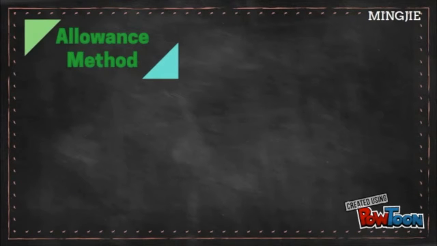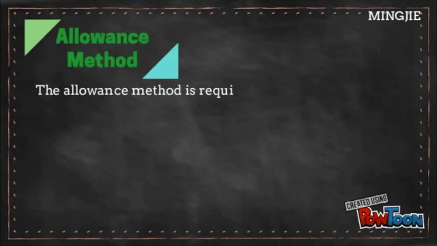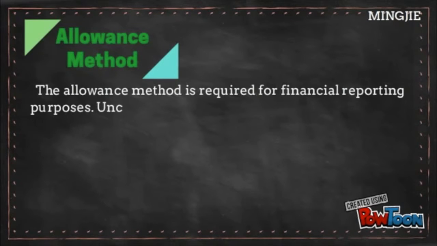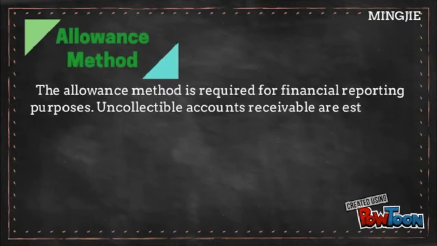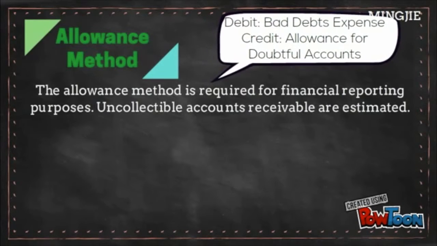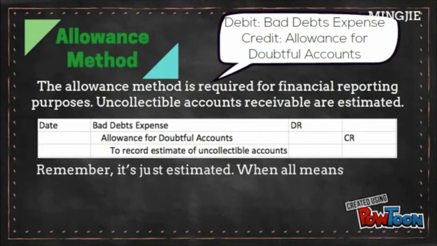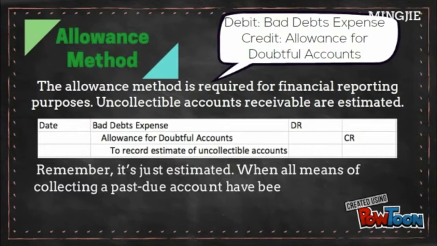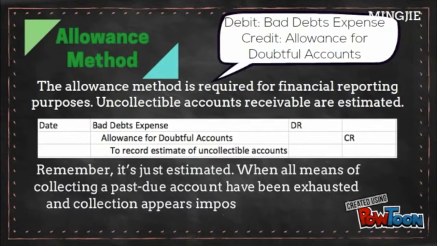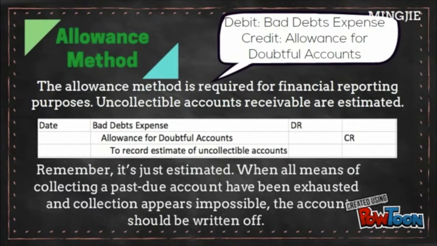The other one is the allowance method for uncollectible accounts. The allowance method is required for financial reporting purposes. Uncollectible accounts receivable are estimated, and the estimated uncollectibles are debited to bad debts expense and credited to allowance for doubtful accounts. The example is showing the adjusting entry to record the estimated uncollectible accounts. Remember, it is just estimated. When all means of collecting a past due account have been exhausted and collection appears impossible, the account should be written off.